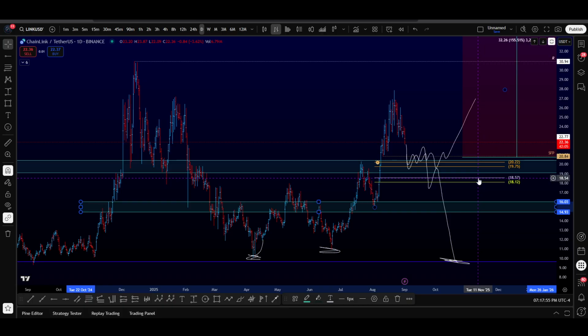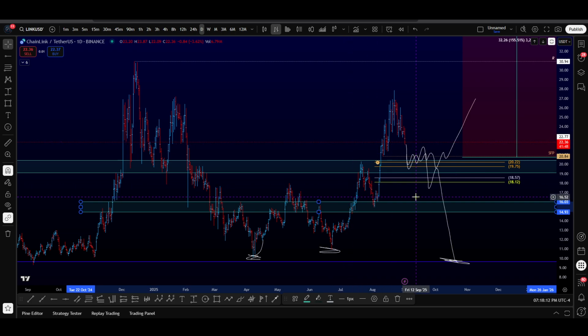So if $20 fails, I'm looking at $15. If $15 fails, what do you know? We're looking at $10, right? So it seems like Link likes to react every $5 for the most part. Yeah, so that's pretty much it.